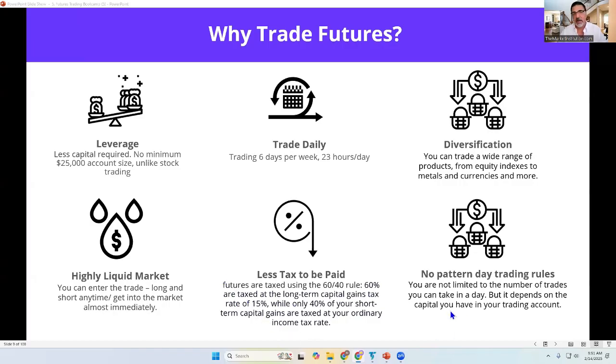The other thing nice about trading futures, I can trade with a relatively small account. There are no pattern day trading rules. I don't have to have a minimum account size of 25,000. I just have to have enough capital to cover the initial margin to get into the trade.